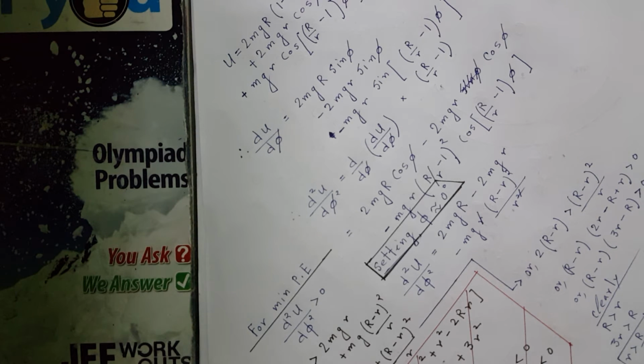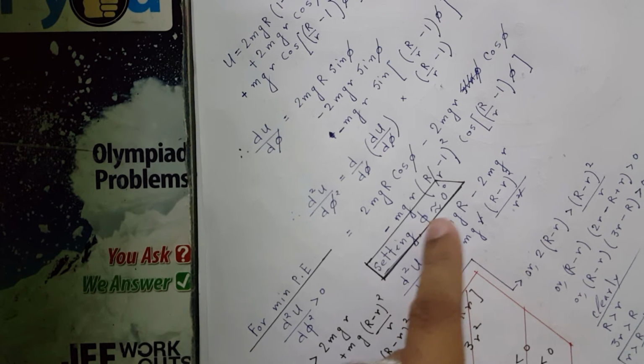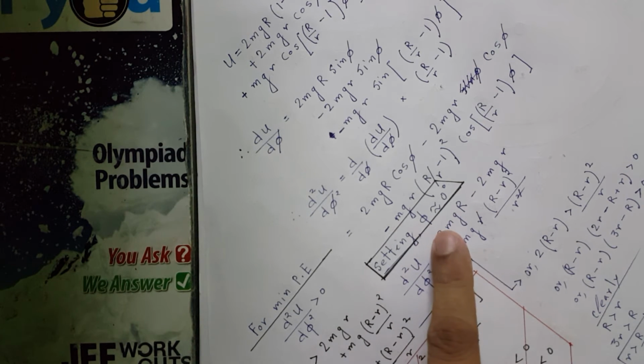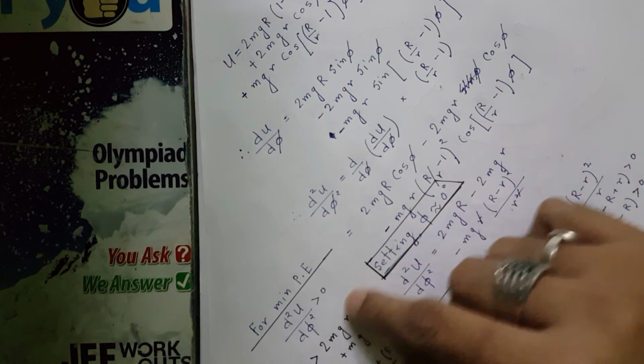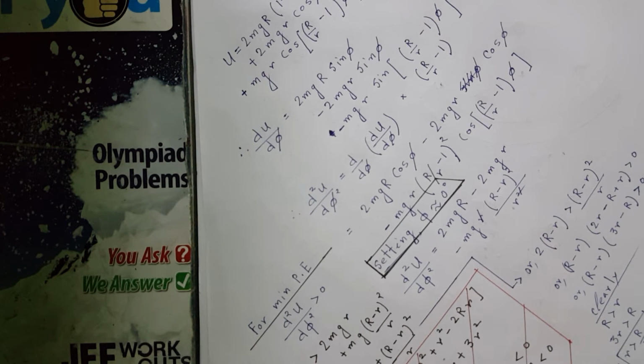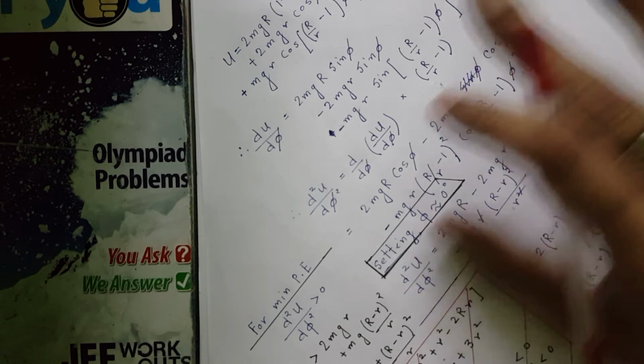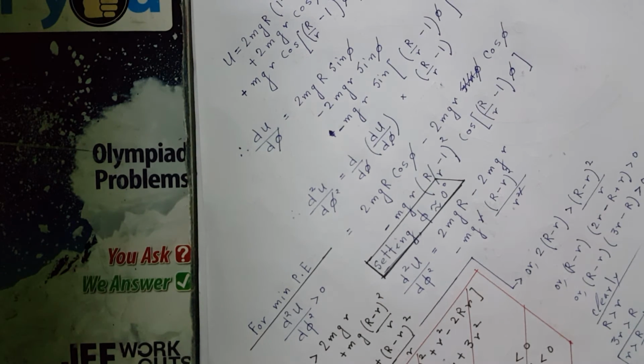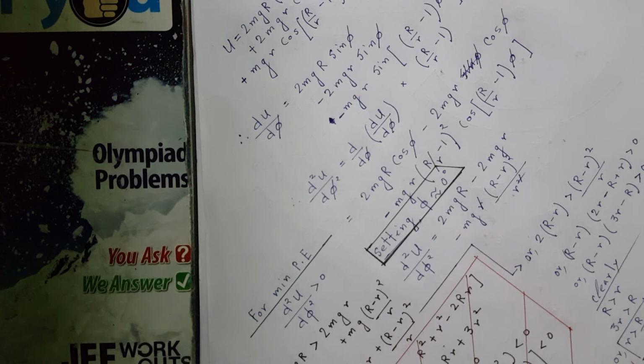Now I told you right at the beginning that phi is very small. So as phi is very small, we can set it to 0. This is another very critical concept pertaining to this problem. This phi is very small, as if the hoop is doing SHM about the mean position. So if this angle phi is very small, then d2U d phi 2 will have this structure, the second order differentiation of potential energy with respect to phi.